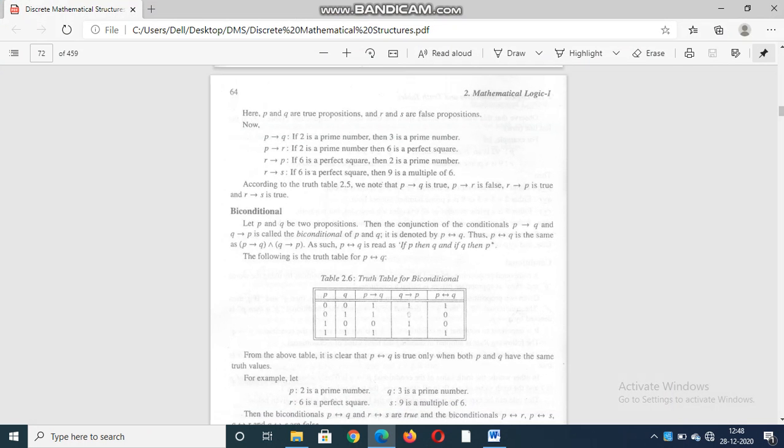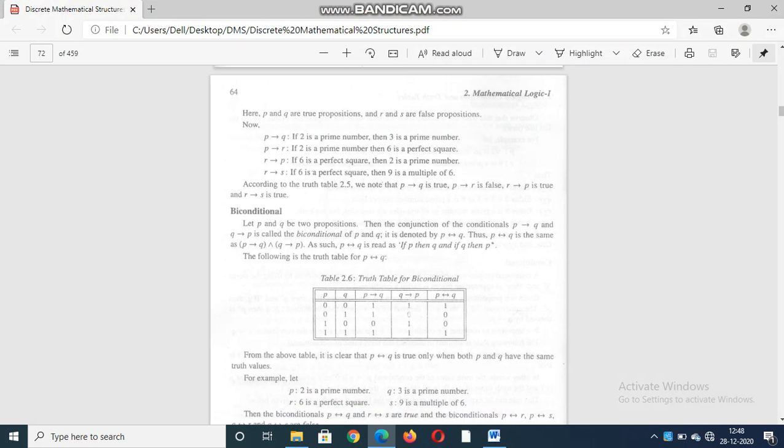Once it comes here, you observed that this P biconditional Q is the same as P implies Q conjunction Q implies P. So P biconditional Q should be the same as P implies Q conjunction Q implies P.